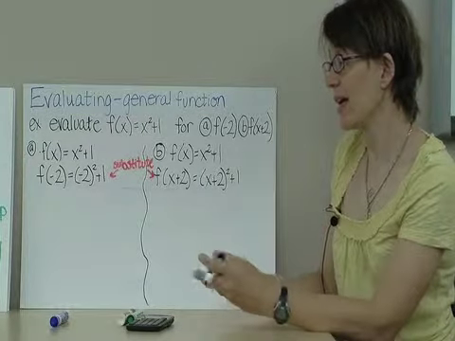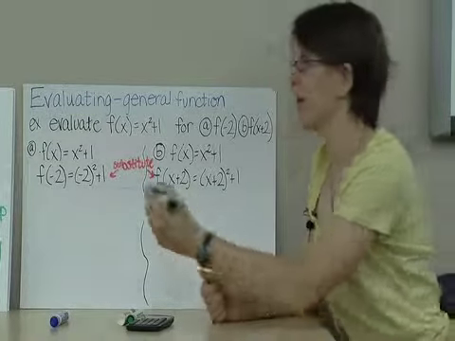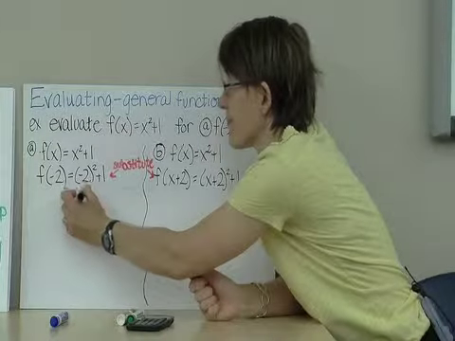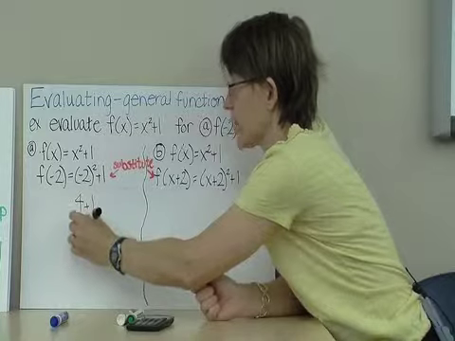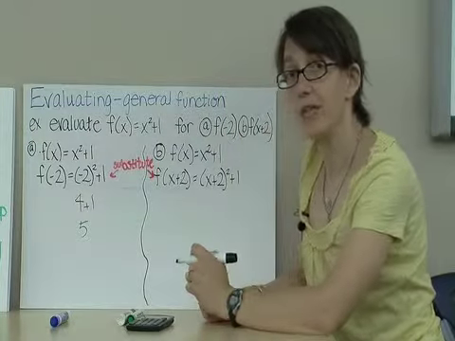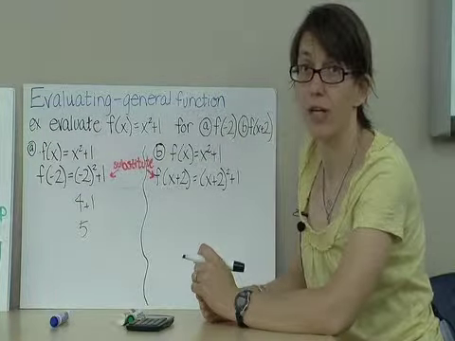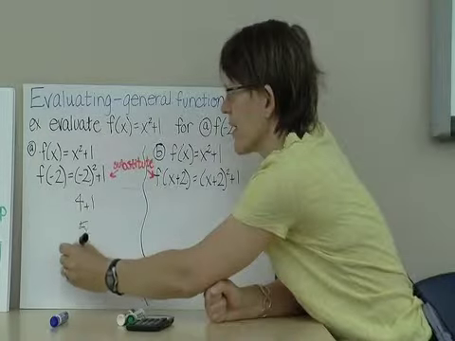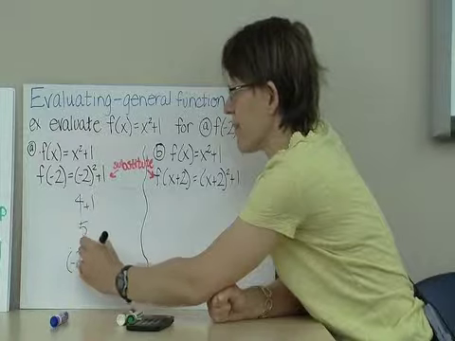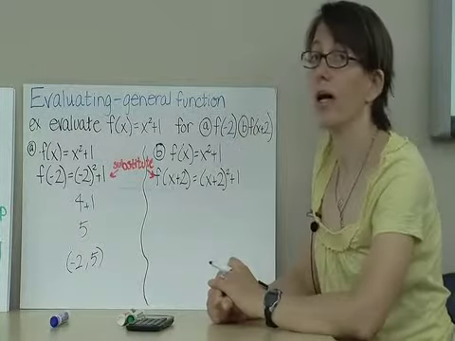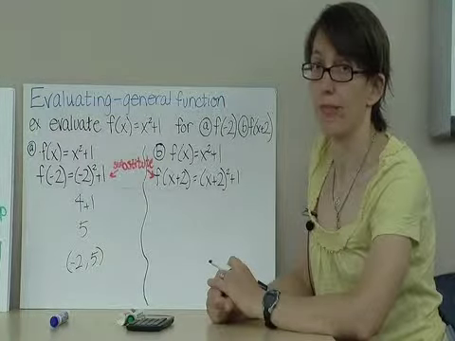I'm going to evaluate negative 2 squared is 4 plus 1 equals 5. This tells me, if I were to graph this function, that the point negative 2, 5 is on the graph of the function.